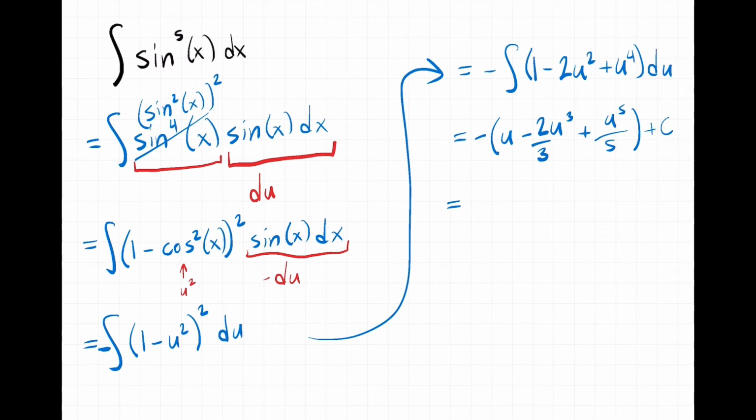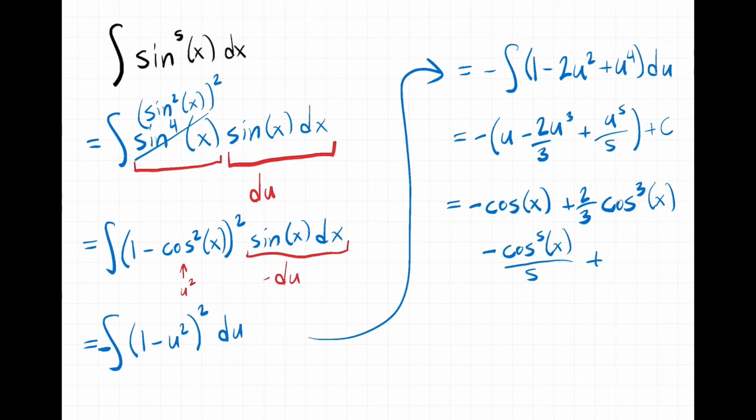We determined that our u was cosine of x, so we have negative cosine of x minus a negative, that's plus 2/3 cosine cubed of x. And we'll come down here, minus a positive, that is negative cosine to the fifth of x over 5 plus a constant. That is our final answer right here.